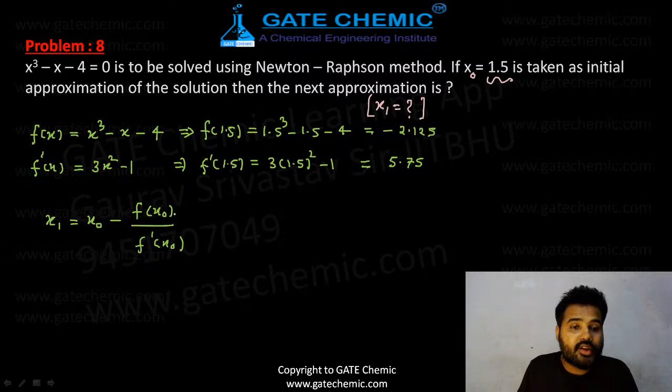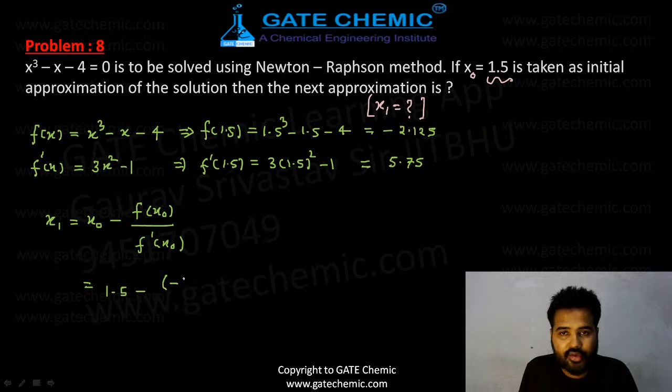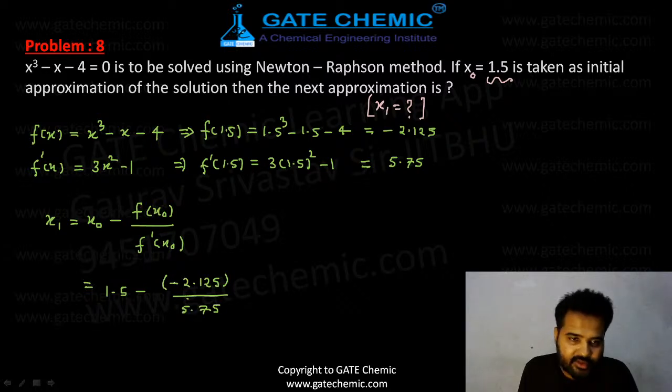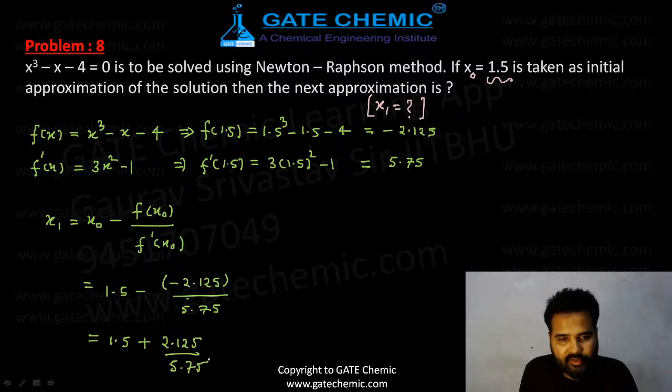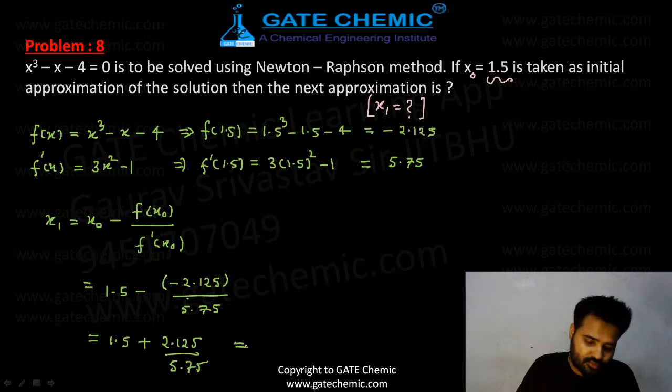Okay, very good. So now put here x naught was 1.5 and minus f(x naught) is minus 2.125 and upon f dash x naught 5.75. This minus will give you plus. Finally 1.5 plus 2.125 upon 5.75. That becomes equals to 2.125 upon 5.75 plus 1.5.